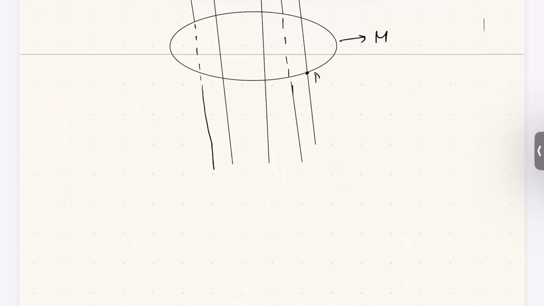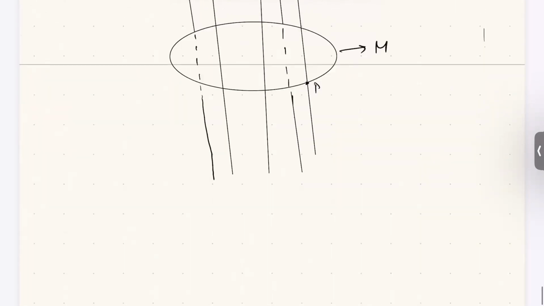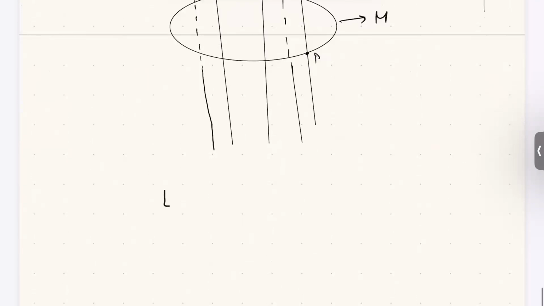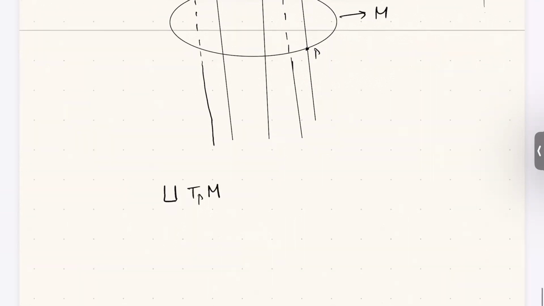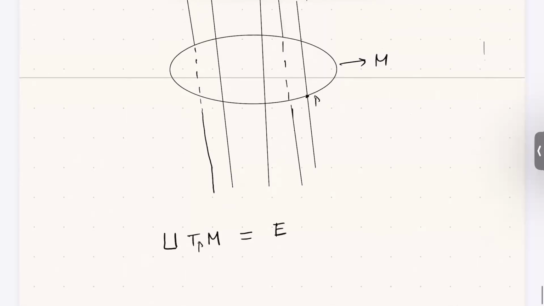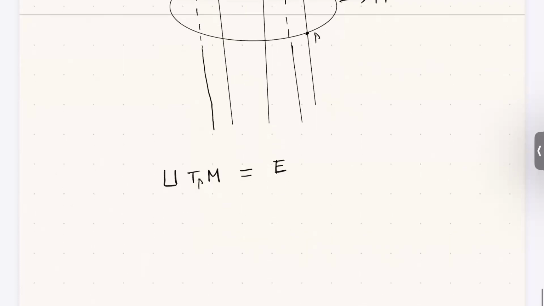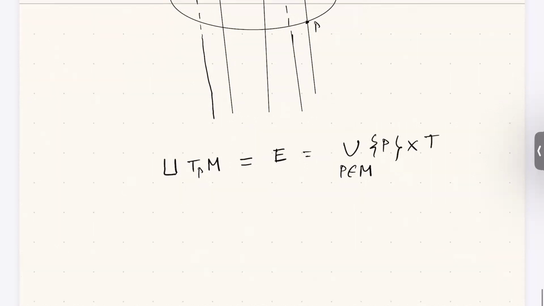And if we collect all these things, if we take the union of all these TPM, then I get a total space E. And this is actually the union over P belonging to M of P Cartesian with TPM.